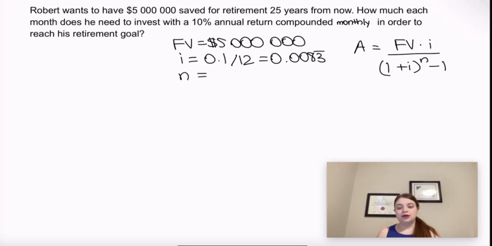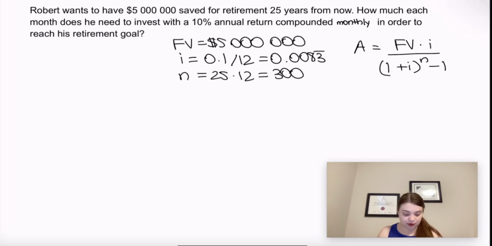Okay, next we have n, which is the number of compounding periods. So what would that be? Well, he's going to be doing this for 25 years, and every year there are 12 months, so there are 12 compounding periods, given that this is compounded monthly. So that number can be found by multiplying 25 by 12, and that is 300. So this is going to compound 300 different times.